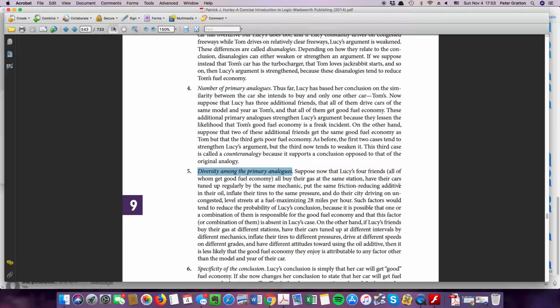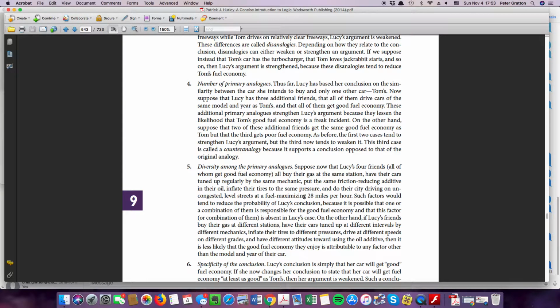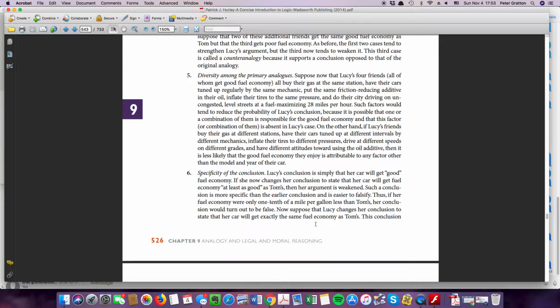But the problem is that if Lucy doesn't do these things that all of her friends are doing, and I assume you've read this chapter already before you've turned this on, so I assume you know the examples they're using. So that's why I'm not reading them out. But if they have gone to different mechanics and different stations and so on, well, that's helpful for her, because they're getting good gas mileage even if they're going to different gas stations, they're getting different types of gas, their tires are inflated to different pressures and so on, and yet they're still getting good gas mileage. Well, that strengthens her argument that she should get a new Chevy. I feel like this is a long advertisement now for Chevy, but that's the example used.